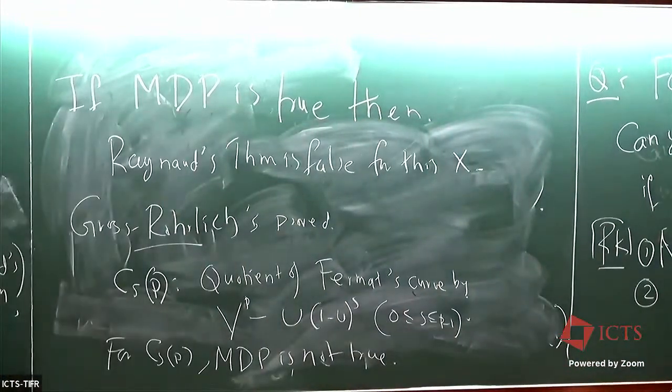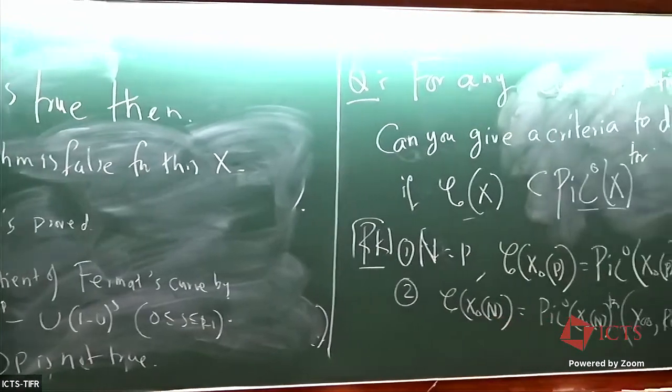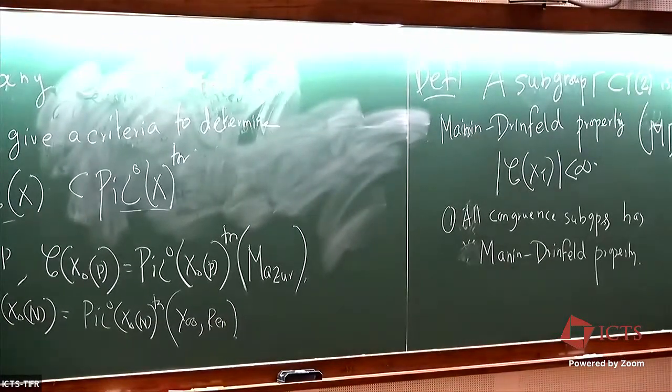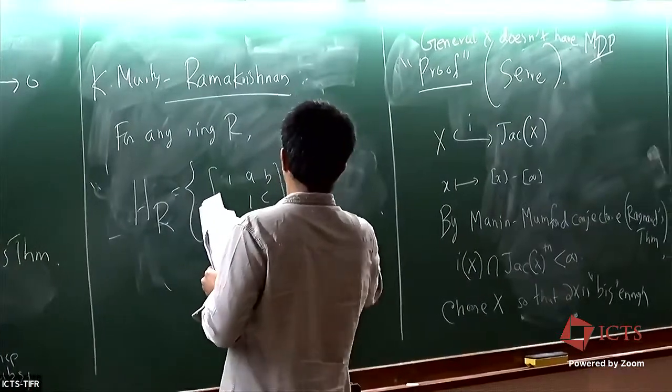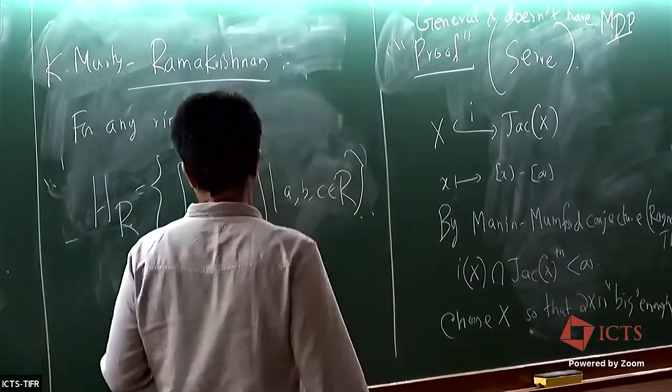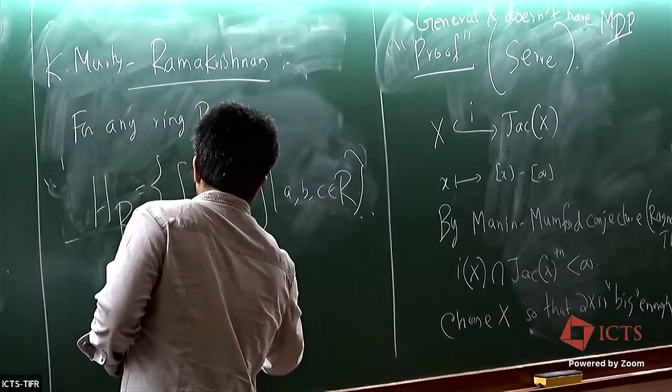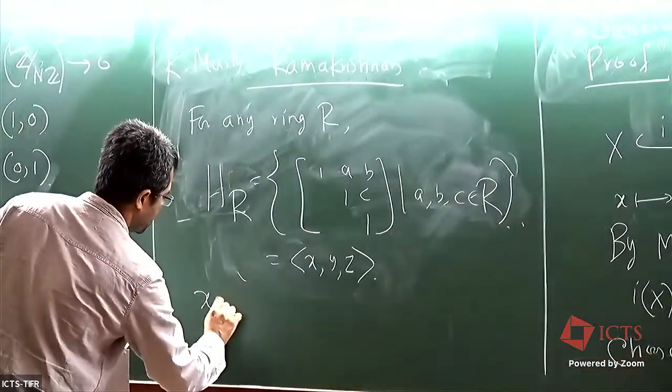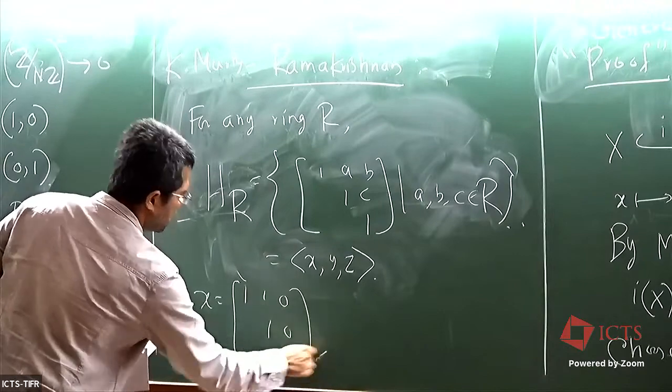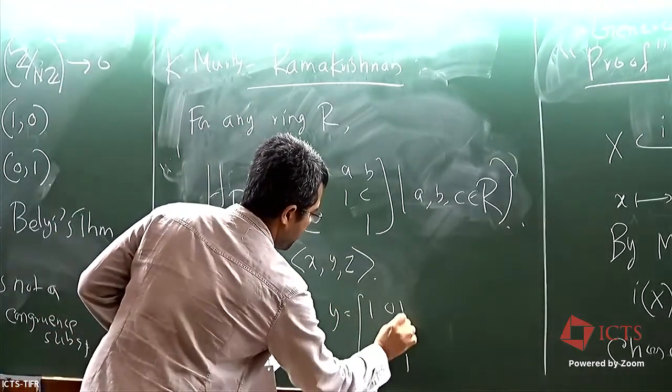Okay, so around the same time, Murthy and Ramakrishnan constructed, for any curve, for any ring R, we can construct this H R, and this is generated by, of course, Z with X, Z.